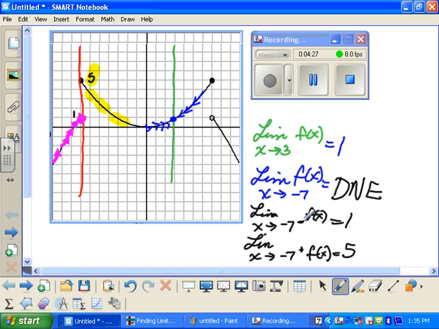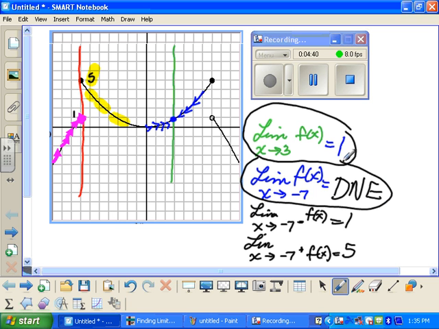So we can have left-handed limits, right-handed limits, or general limits. Sometimes there's a value for the general limit from both sides. Sometimes there is not. There's only a limit when the left-hand limit and the right-hand limit agree.